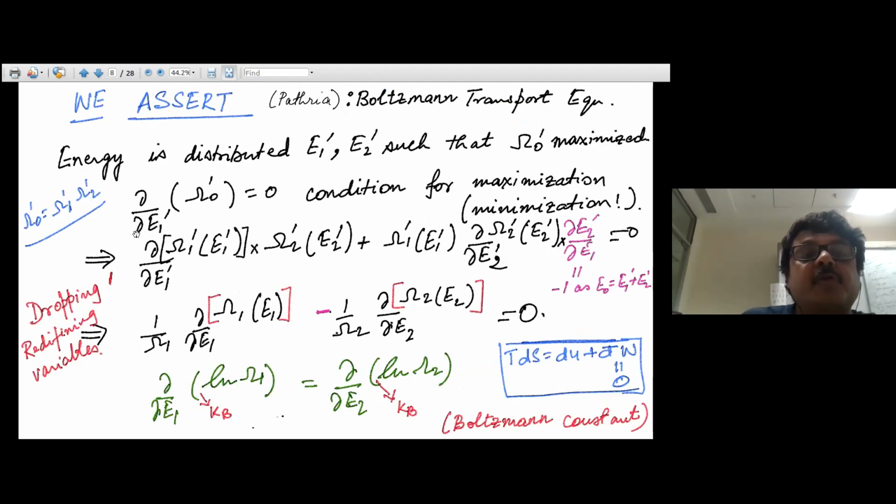And we therefore put in the maximization condition with respect to E1 dash, and from that we got del by del E1 of log omega 1 equal to del by del E2 of log omega 2, and that was the condition for equilibrium. And these things, with the appropriate multiplication of kB, were identified with entropy, and this entire quantity was identified with 1 by temperature.